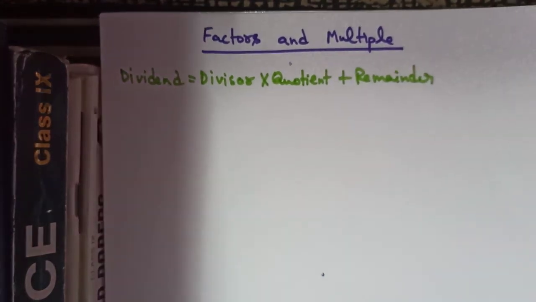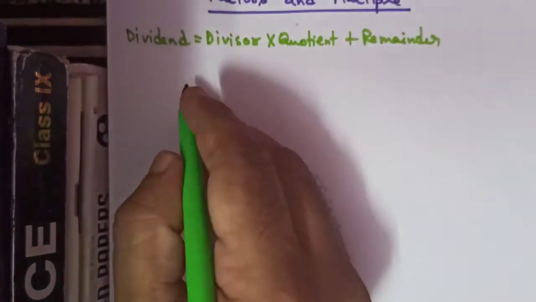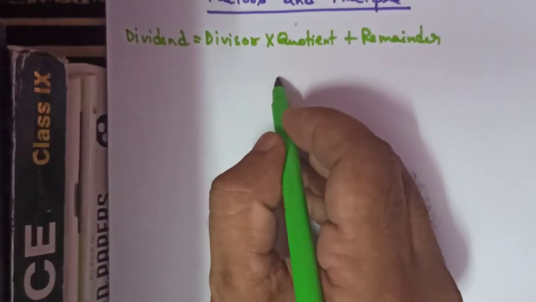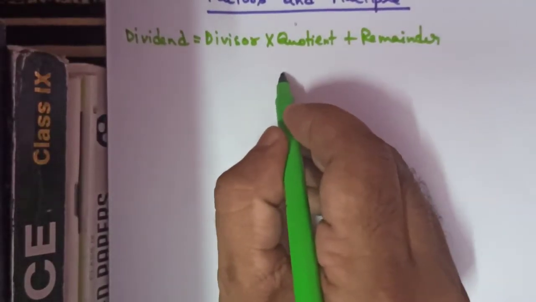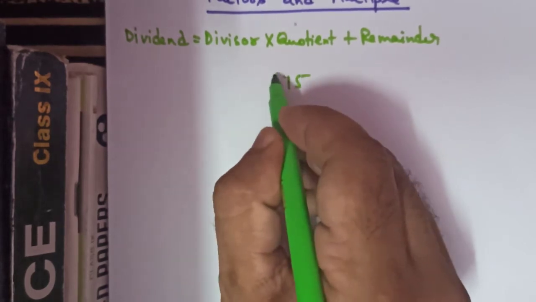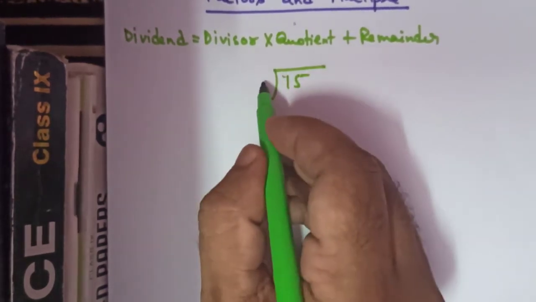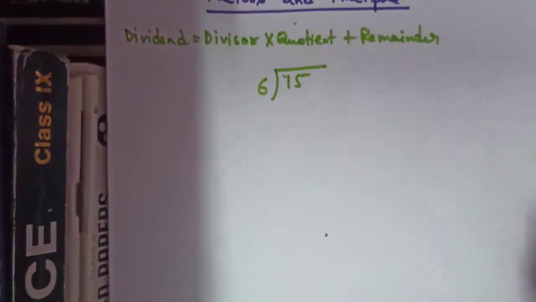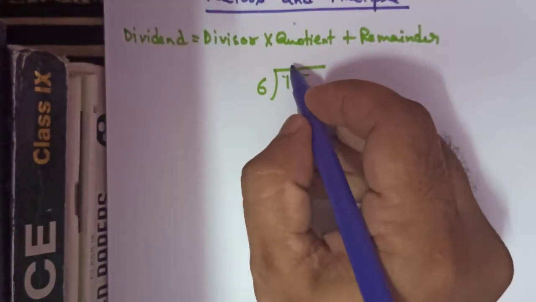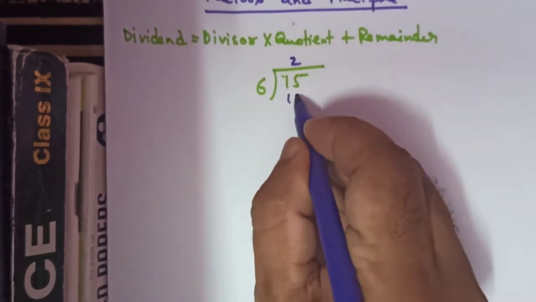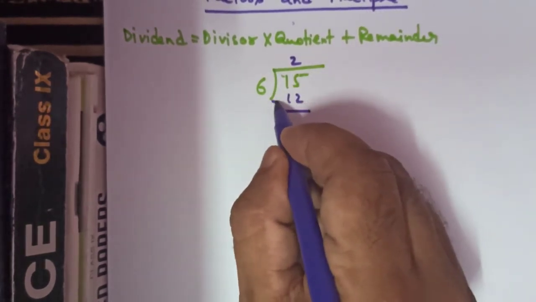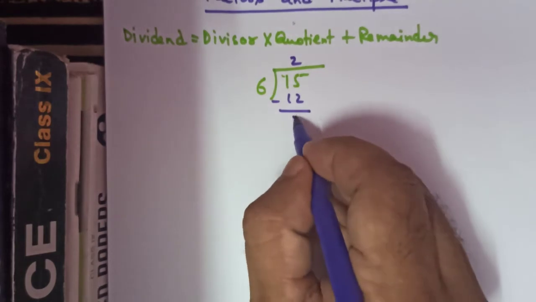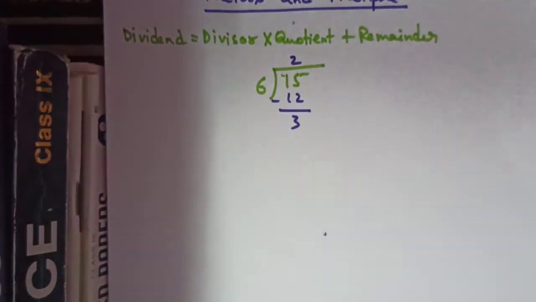So suppose we are talking about a number. If the dividend is 15 and the divisor is 6, so dividend is 15, divisor is 6. So 6 twos are 12. So what we get? 15 minus 12, that is 3. So we are getting the remainder equal to 3. This you have studied in your junior classes.